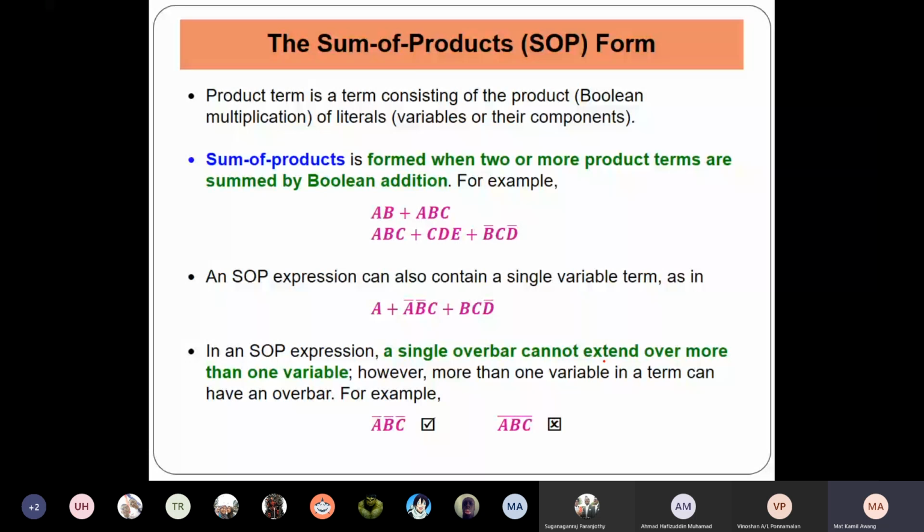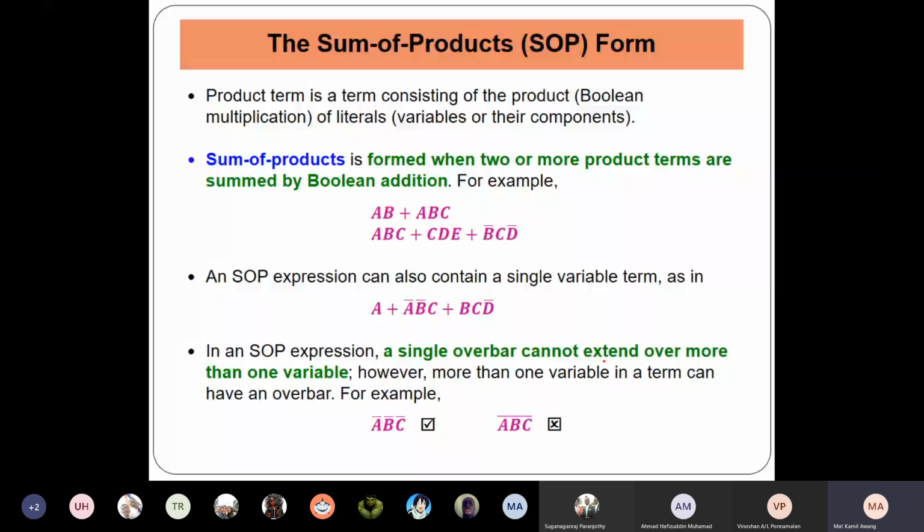A sum of products is formed when two or more product terms are summed by Boolean addition. For example, AB plus ABC. That is a sum of products. Or ABC plus CDE plus B bar C D bar. That is also a sum of products. A sum of products expression can also contain a single variable term, as in A plus A bar B bar C plus B C D bar. Right? So those are different forms of sums of products.